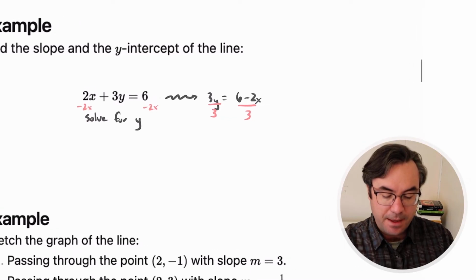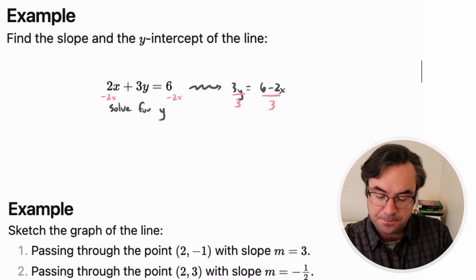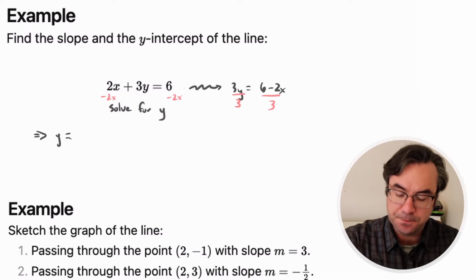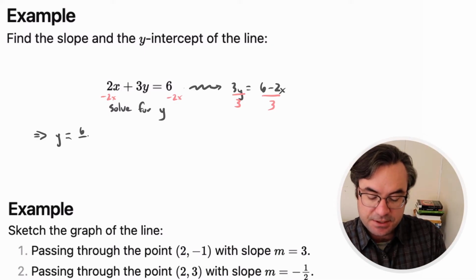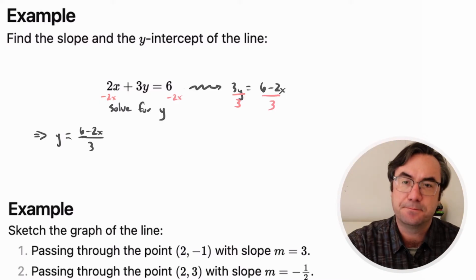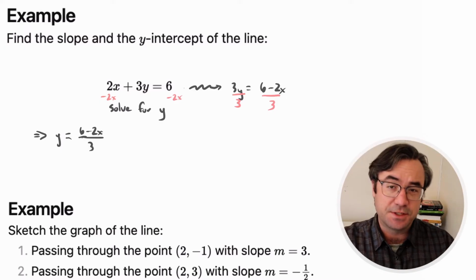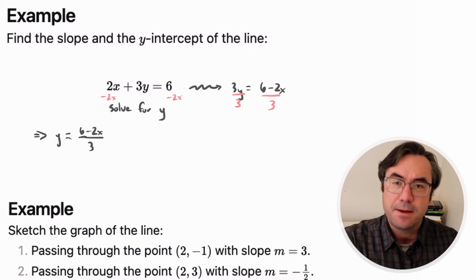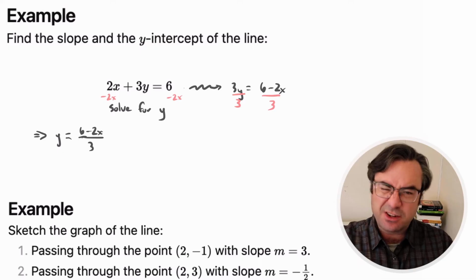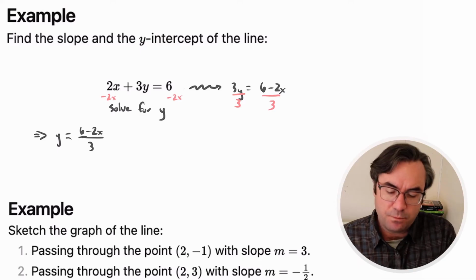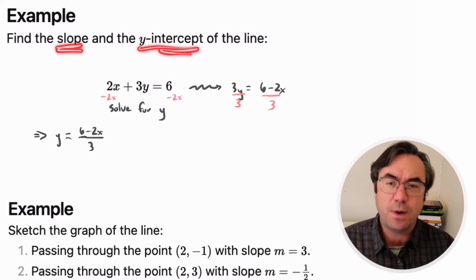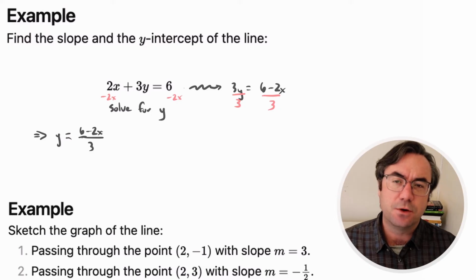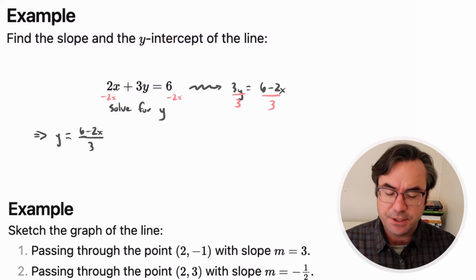Okay. And when we do that, we get y is equal to 6 minus 2x all over 3. All right, so this is starting to look better. We've got y all by itself, but now we want to start to think about what is that. We want to find the slope and we want to find the y-intercept. So we want to go back to our equations.